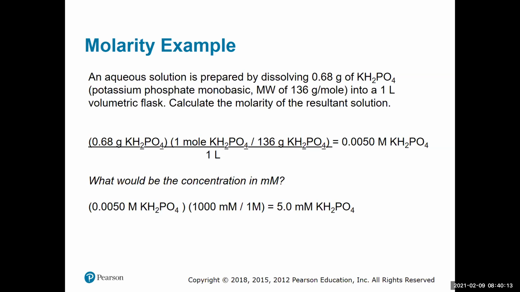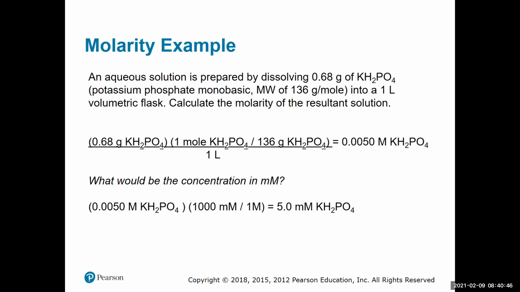So we would have our 0.68 grams of potassium phosphate. We would multiply that by 1 mole per 136 grams. We were told that 136 grams per mole was the molecular weight for the potassium phosphate. It's per 1 liter of our 1 liter volumetric flask. So if we go ahead and do that, we get 0.0050 molar potassium phosphate. And then next we have what it would be in millimolar.